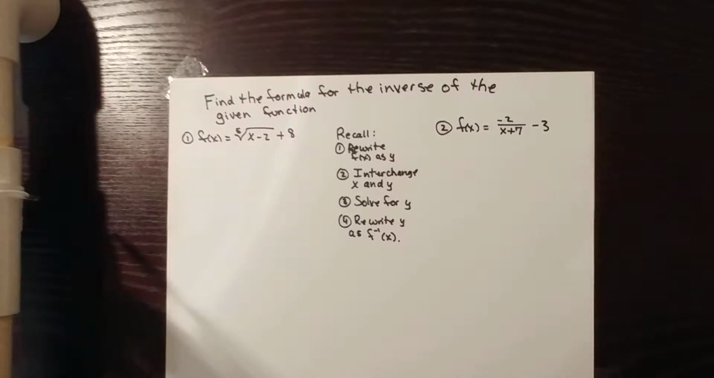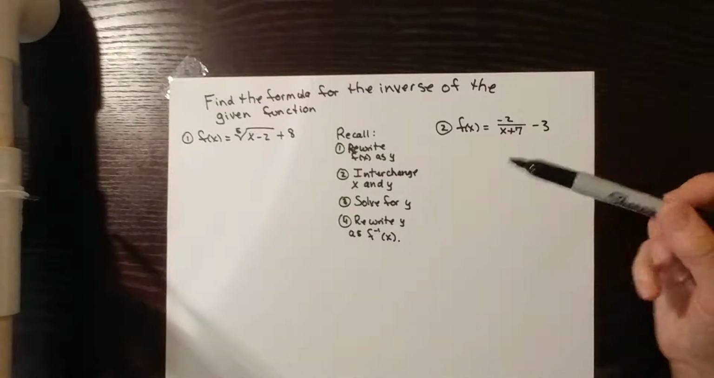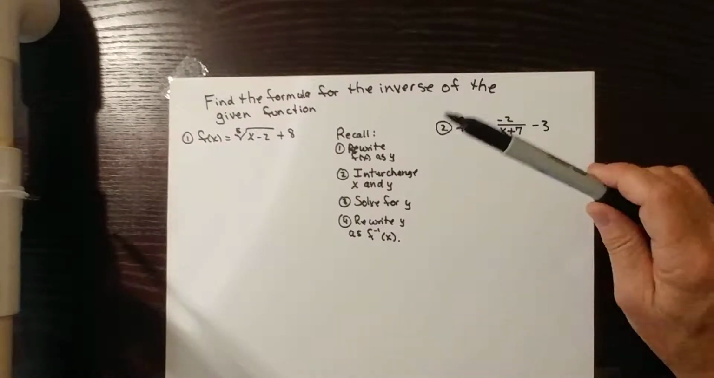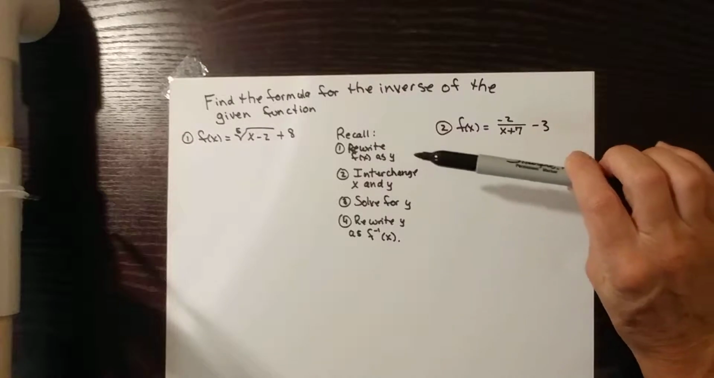Okay, in this video we're going to be finding the formula for the inverse of a given function. And so I have two examples here. The first one is f of x is equal to the fifth root of x minus 2 plus 8. And so I've written down the steps. You need to recall how to find an inverse. It's a really simple four-step process.